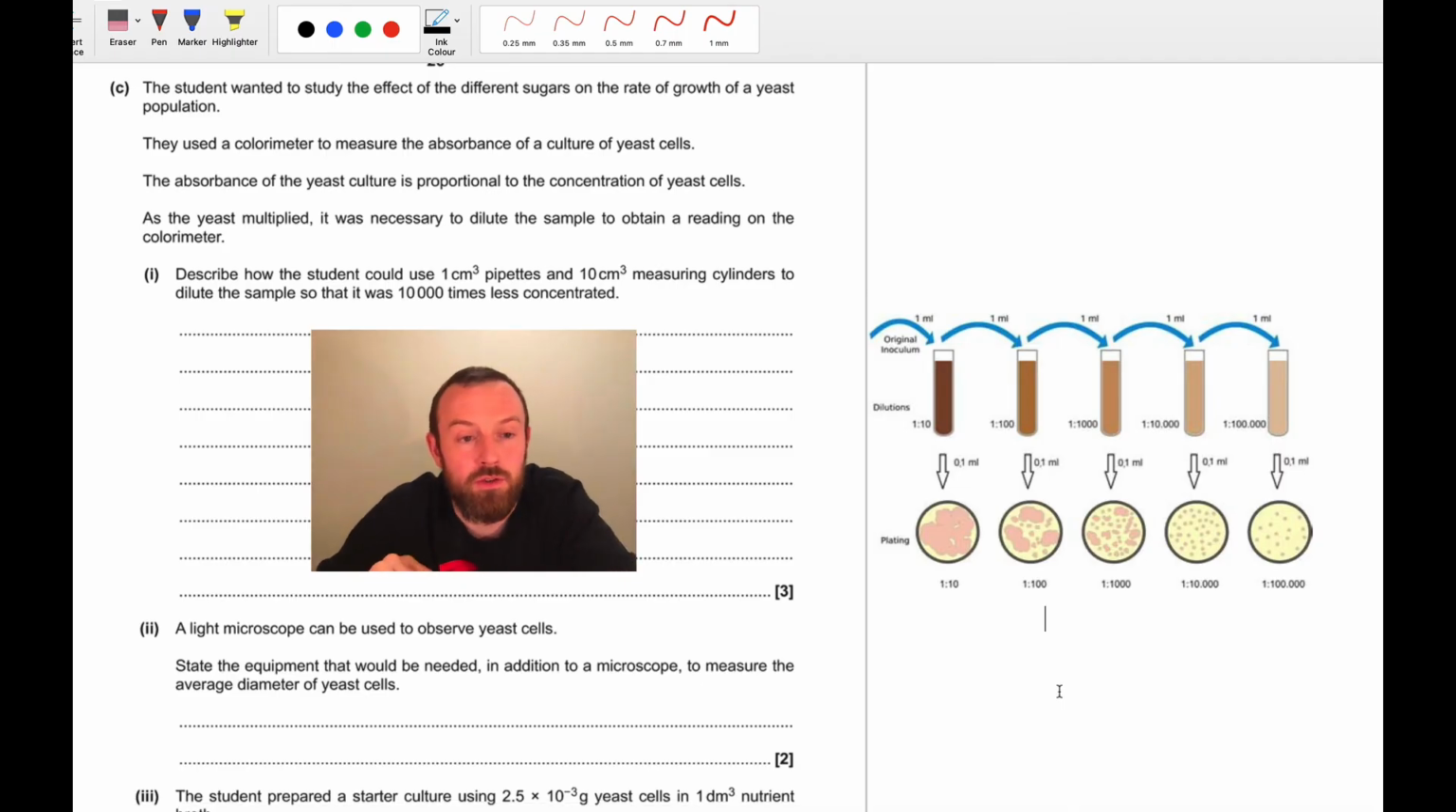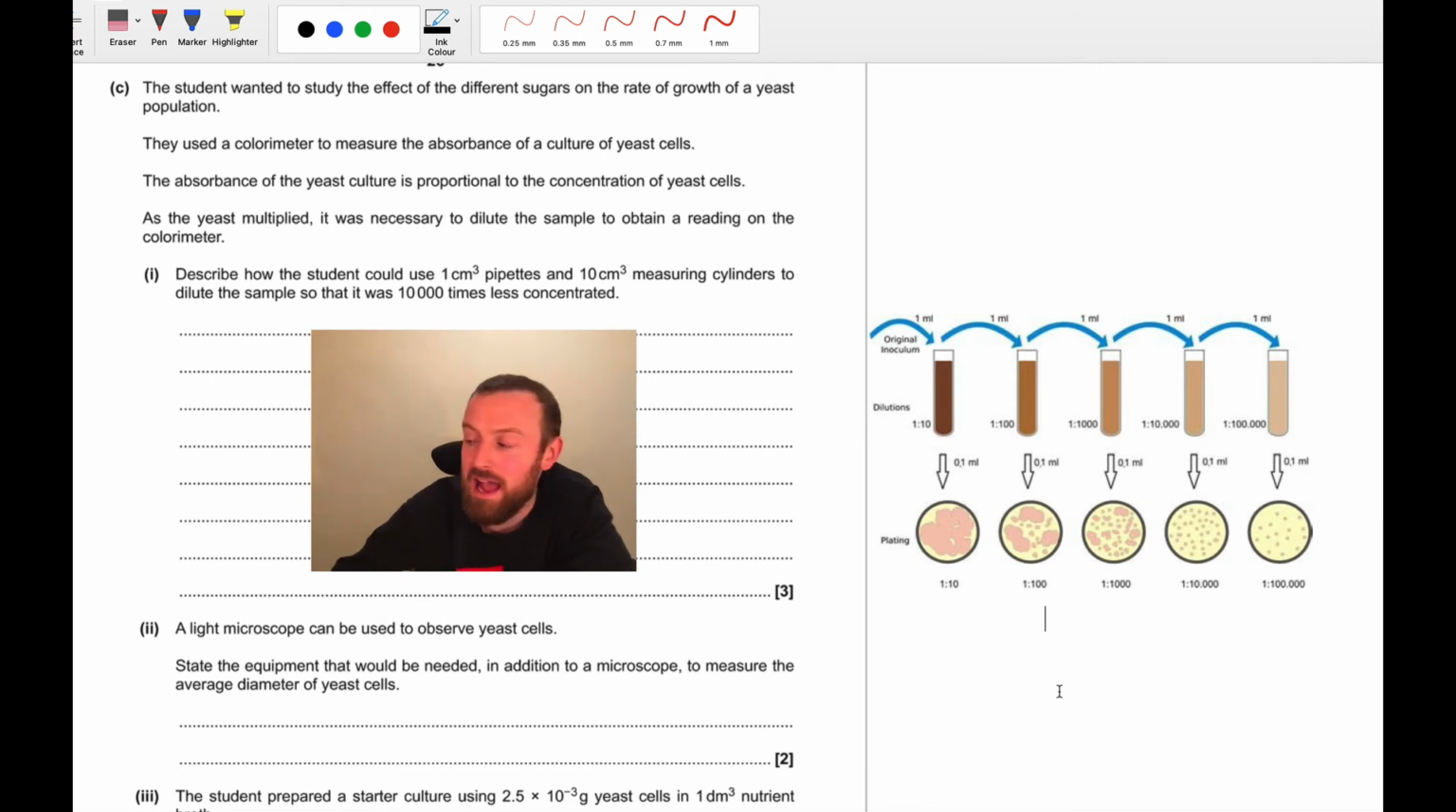Okay, so on to part C of this question. The student wanted to study the effect of different sugars on the rate of growth of yeast. They used a colorimeter to measure the absorbance of a culture of yeast cells. Why? Well, because the absorbance is proportional to the concentration of yeast cells. But as the yeast cells were multiplying and becoming very concentrated, it was necessary to dilute the sample. So how could you use 1 centimeter pipettes and a 10 centimeter measuring cylinder to dilute the sample so that it was 10,000 times less concentrated?